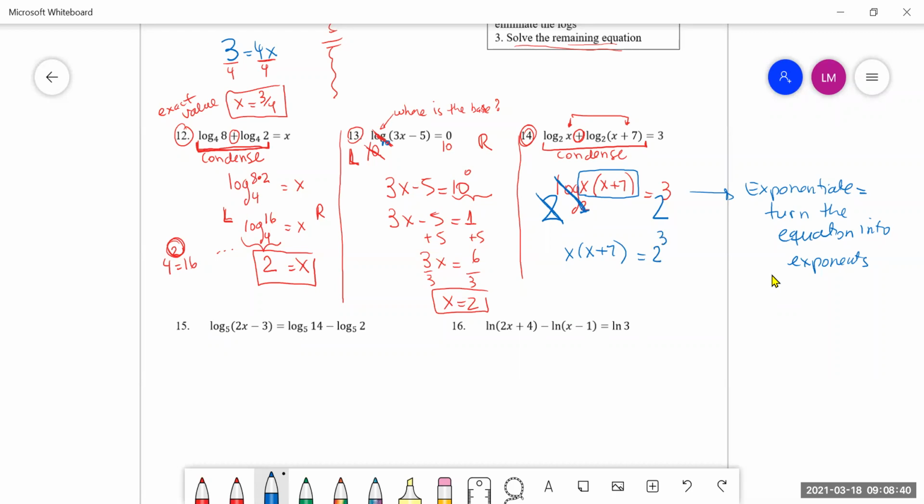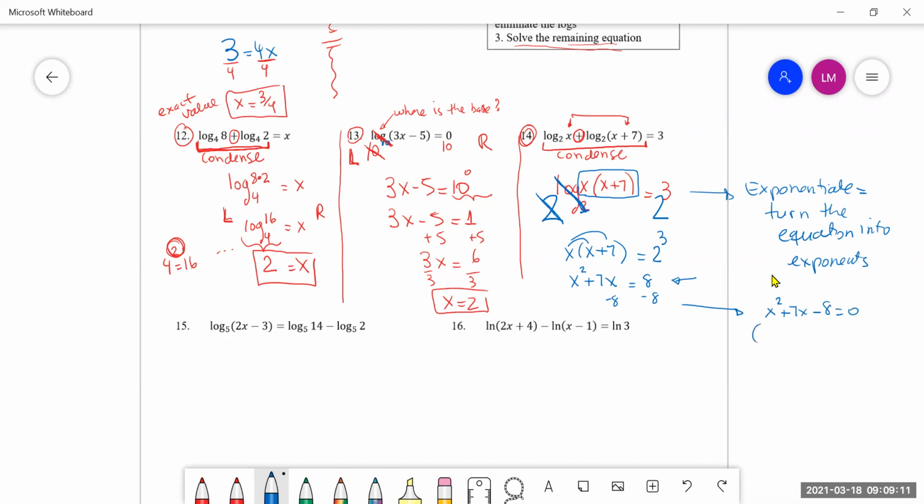Okay, we can go ahead and distribute this multiplication. It becomes x squared plus 7x equals 8, because 2 cubed equals 8. And let's go ahead and use the zero product property and set this equal to 0. Let's subtract 8 to both sides. I'll have x squared plus 7x minus 8 equals 0.